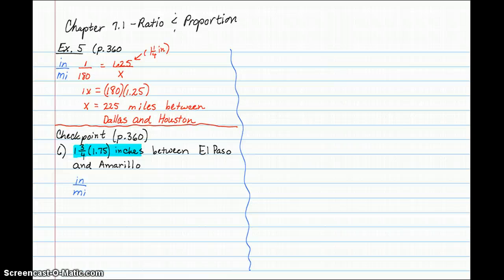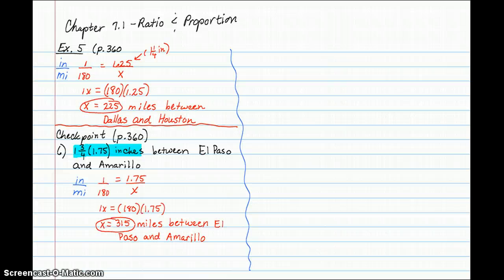Now, for your labels, make sure you put inches and miles. You know that 1 inch is 180 miles, and that is a given ratio. So you're going to use that. And you know then that you're going to have 1.75 inches between Amarillo and El Paso, and you're going to need to find out how many miles that is. So if you would go ahead and solve that, probably want to have your calculator handy, and then turn the recording back on and check your answer.